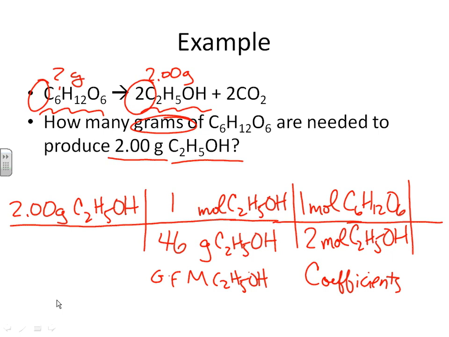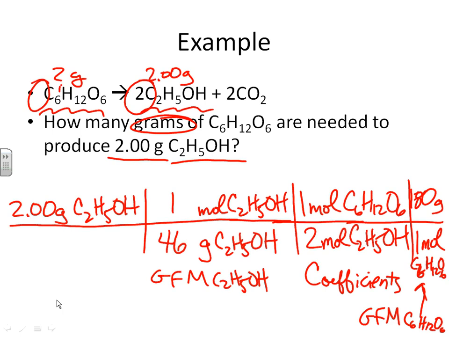So in this last step, we're going to take that unit, 1 mole of glucose, C6H12O6, and turn it into grams of glucose, 180 grams. This is where we're using the GFM of glucose, a new gram formula mass, not the same gram formula mass as before, because it's all about unit conversion.